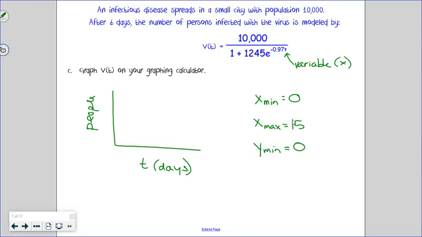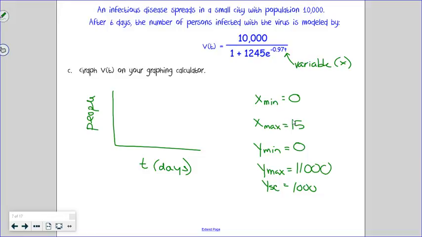So y minimum is going to be 0. And we kind of already talked about this. How many people are in this city? 10,000, right? Now, that means that's where we can max out at. And I want to give myself some breathing room, just like I did here. So go a little bit above 10,000, like 11,000. No right or wrong, just give yourself some breathing room. And I don't want 11,000 tick marks up my y-axis, so I always change my y scale to something appropriate, like 1,000. Okay, you don't have to change the scale.